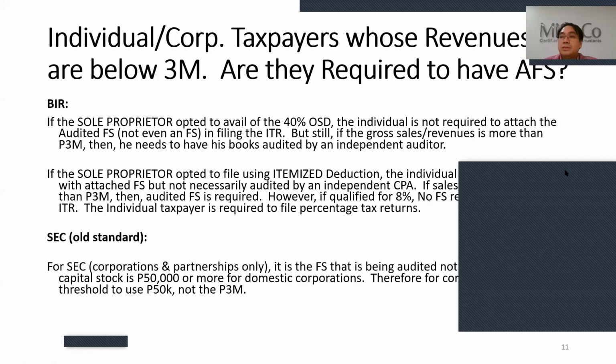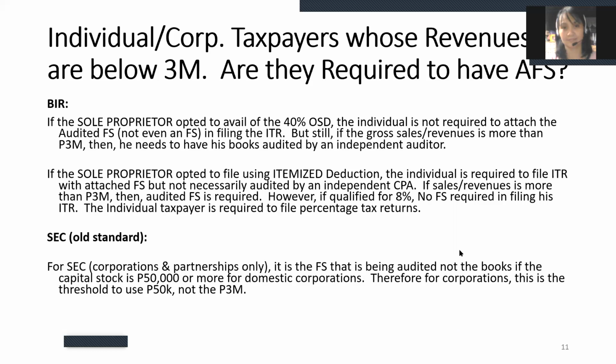Alright. Thank you, Ren. Next: if the sole proprietor opted to file using itemized deduction, the individual is required to file ITR with the attached financial statements but not necessarily audited. Kasi magkaiba yon. Iba yung financial statements, iba yung audited financial statements. So BIR ang pinag-usapan natin, not SEC. Individual to, di ba? Pero kung pag-uusapan corporation, so BIR and SEC na yung pag-uusapan natin. If sales revenue is more than 3 million, then audited financial statement is required for BIR.